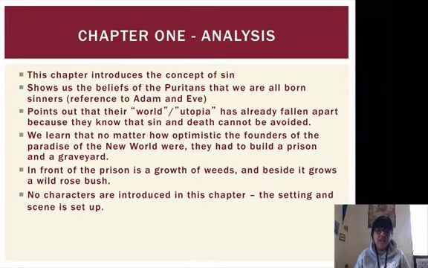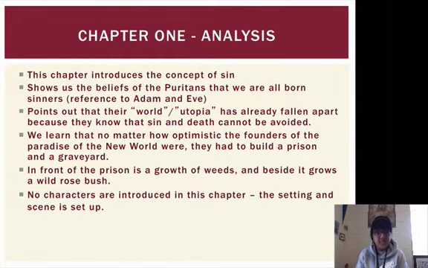So we know that this novel is going to focus on sin and the Puritans' belief that we are all born sinners. And one thing that's interesting about this chapter is that it points out that the world of the Puritans, of the colonists, has already fallen apart even though they've moved to this paradise of the New World that they were so hoping for, because what they've had to do is build a prison and a graveyard.